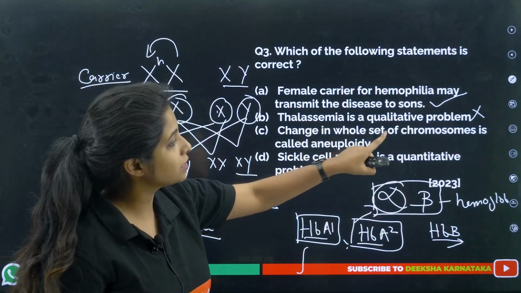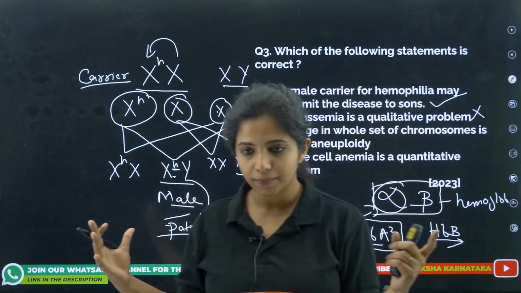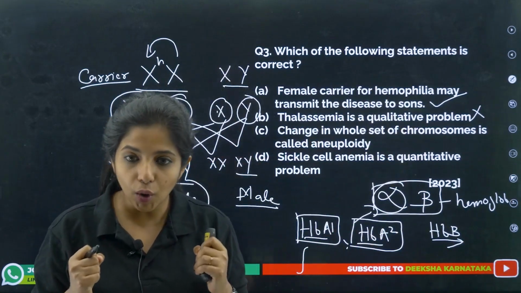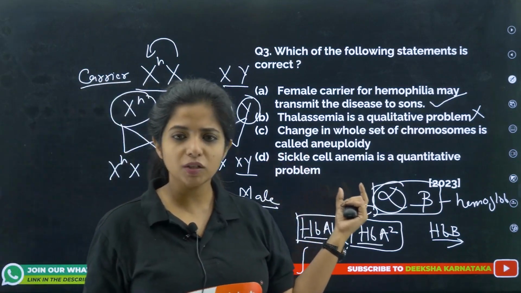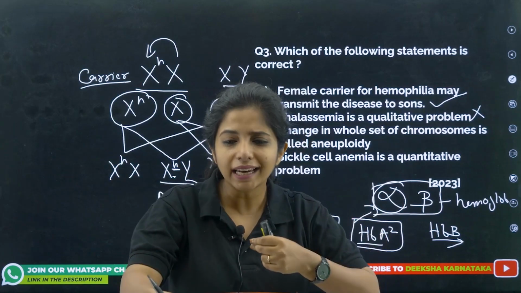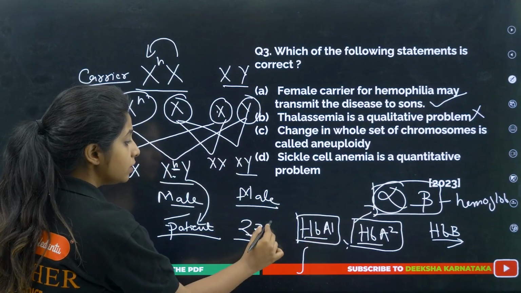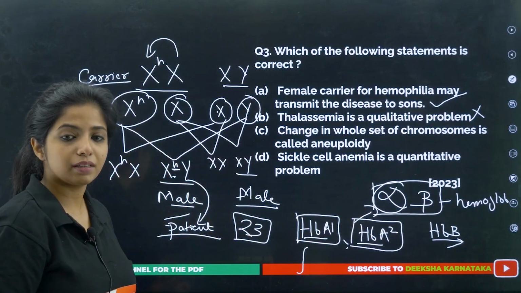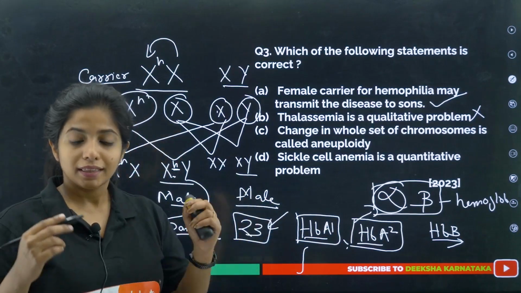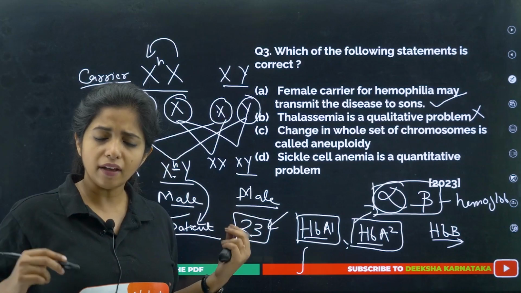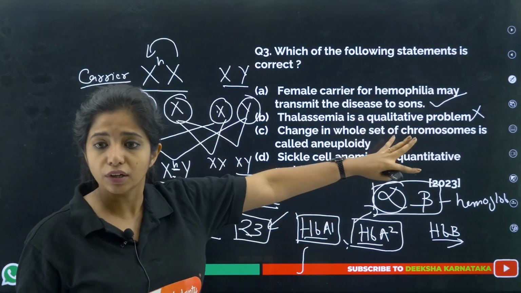Now, a change in whole set of chromosomes is not called aneuploidy. When you have a change in the whole set of chromosomes, you call it polyploidy, and that usually happens in plants. Aneuploidy basically means there is a gain or loss of one chromosome in a whole unit. For example, if I have 23 chromosomes and the 21st chromosome is missing, that is an aneuploidy condition. There is a loss. Or for example, if I gained one extra chromosome, that is a gain. That is why you call it aneuploidy. But it is not a change in the whole set of chromosomes.